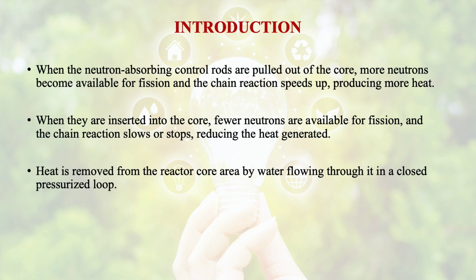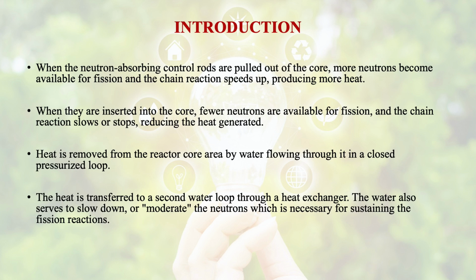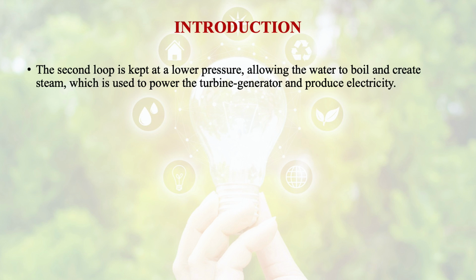Heat is removed from the reactor core area by water flowing through it in a closed pressurized loop. The heat is transferred to a second water loop through a heat exchanger. The water also serves to slow down or moderate the neutrons, which is necessary for sustaining the fission reactions. The second loop is kept at considerably lower pressure, which allows the water to boil and create steam, which is used to power the turbine generator and produce electricity.